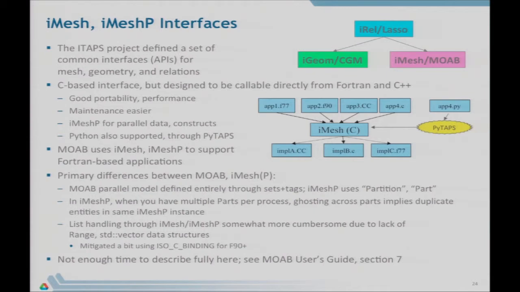There's also, as I've referred to before, a geometry interface called iGeom and a relations interface called iRel. These are my implementations, CGM for geometry and Lasso for iRel. And I have 1 minute left, so I'll do this really quickly. And that allows you to recover relations between mesh and geometry so that you can, for instance, refine a face that's on a curved CAD surface and project that new vertex down to the CAD surface.